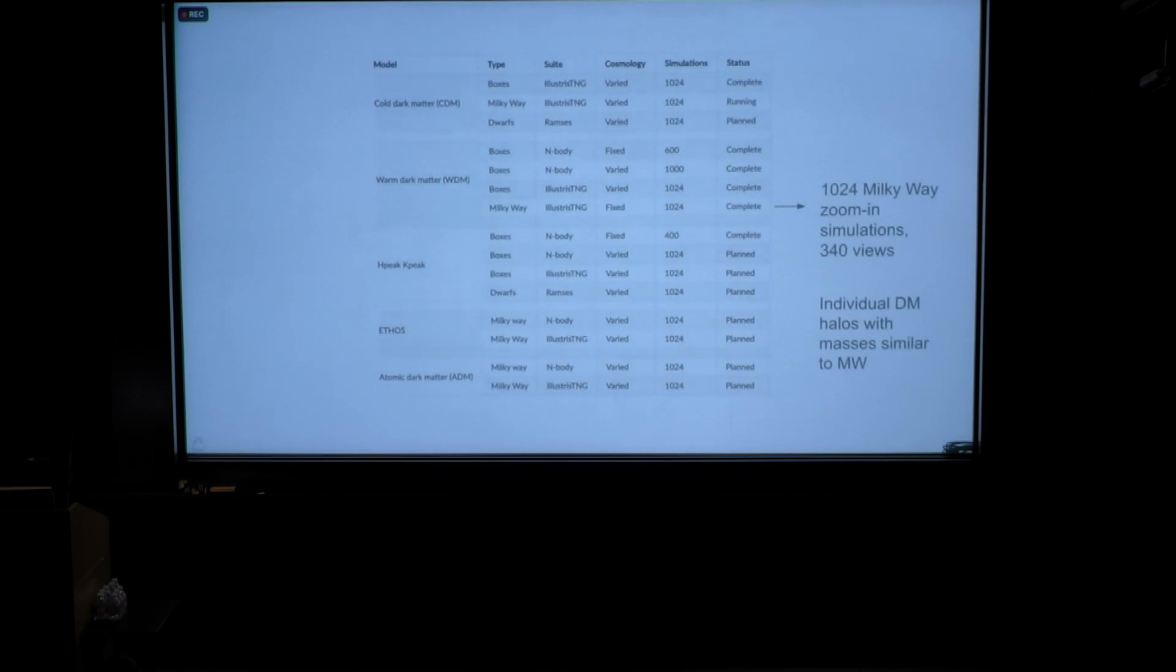So, from this suite of simulations, we picked the warm dark matter mass simulations. And within that, we look at the Milky Way like zoom-ins. So, these are around 1024 Milky Way zoom-ins. And we also look at the central galaxy from around 300 different views. So, this makes up the training set for our machine learning models.